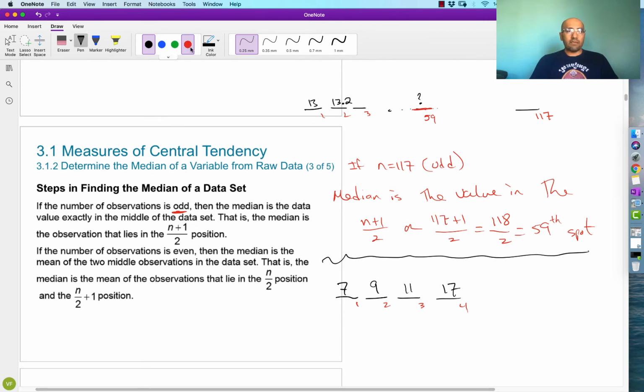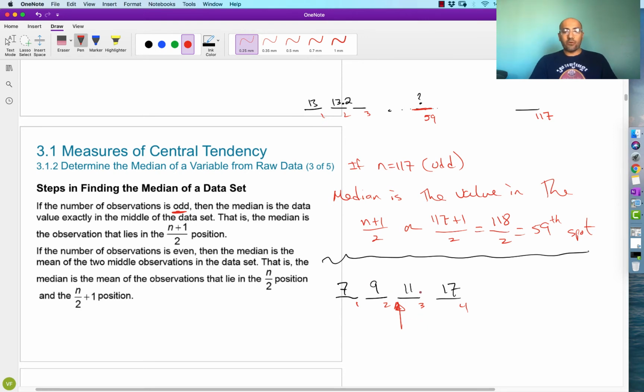Okay, so here's my 4 numbers, an even number of values. Well, where should the median be? It can't be the 9. If I choose the 9, then there's only 1 number to the left and 2 numbers to the right. So that's not a fair assessment of the middle. If I choose the 11, I have the same problem in the opposite direction, only 1 number over there and 2 numbers over here. So it seems fair that it should be somewhere in between the two, right? Somewhere there would give me 2 numbers to the left and 2 numbers to the right.